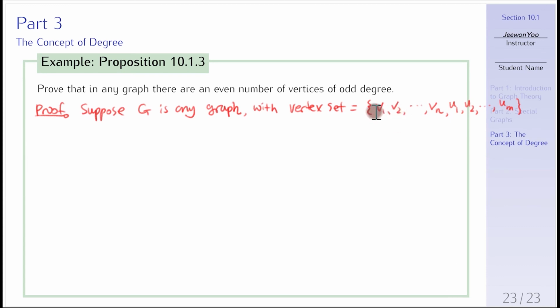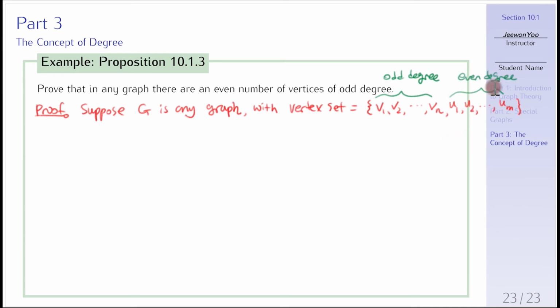Do you know why I separated V's and U's like this? We only have 2 choices, either even or odd. Do you agree? So I split this vertex set into 2 different parts. Number 1, v1 to vn, is the collection of vertices with odd degree. So let's call it this way. And let's call u1 to um right here. Suppose we have m vertices of even degree.